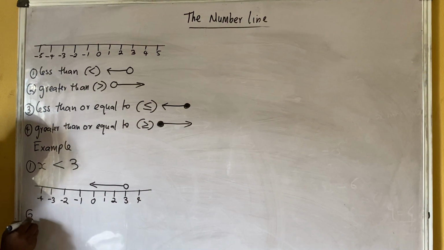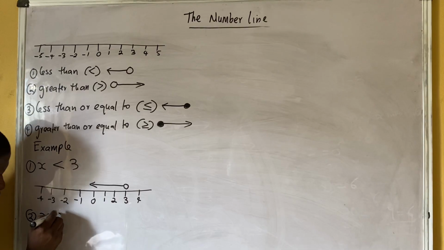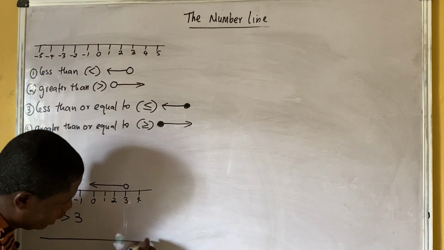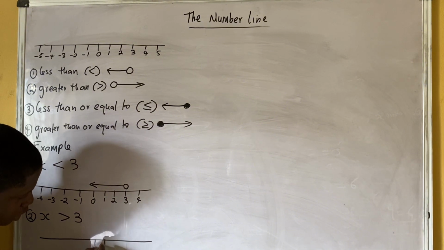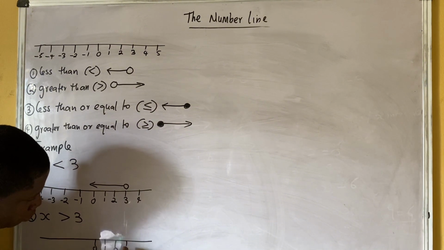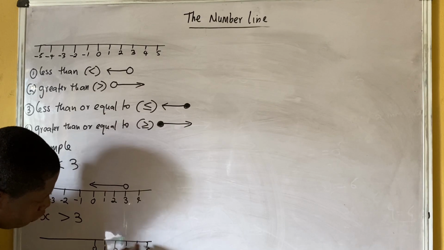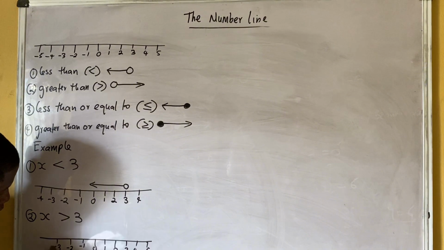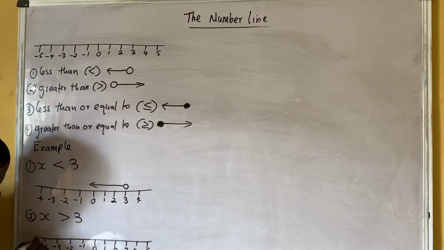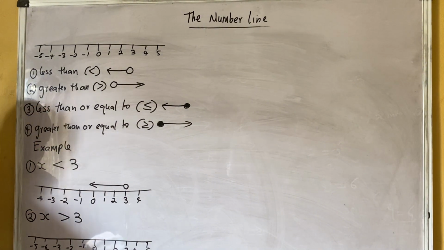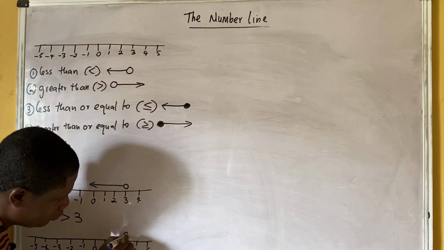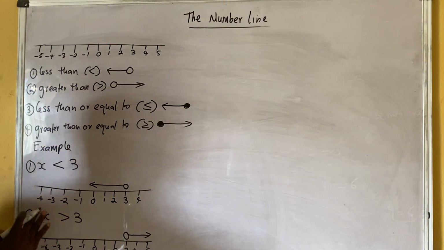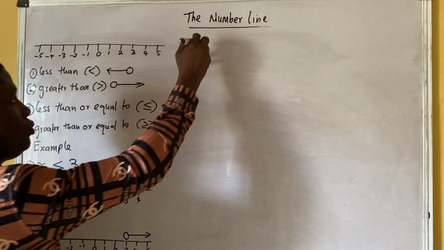So the second one is when you have x is greater than 3. So this is our number line. Here is 0, here is plus 1, plus 2, plus 3, plus 4, plus 5. This is minus 1, minus 2, minus 3, minus 4, minus 5, and so on. So our circle should be on 3, and the arrow should be pointing forward since it is x is greater than 3.